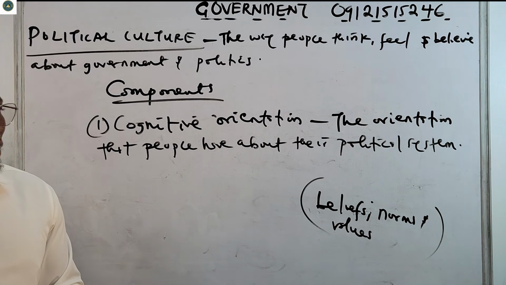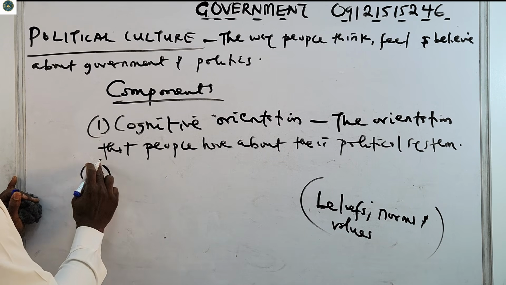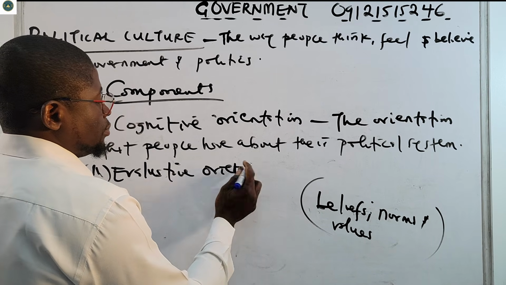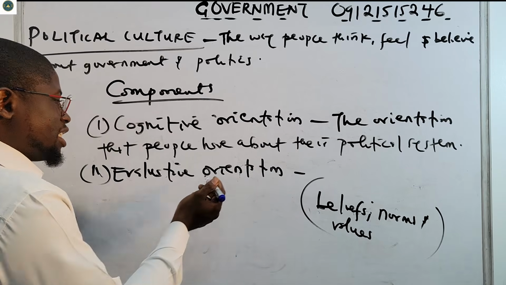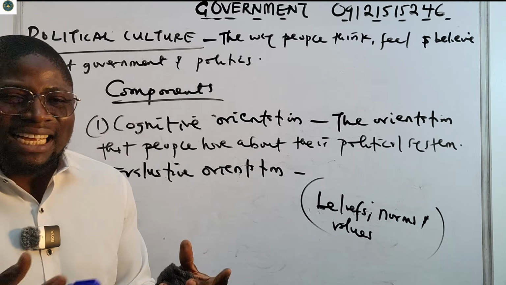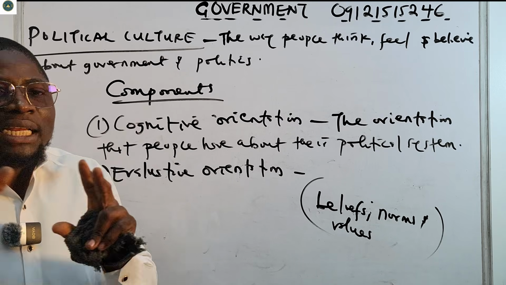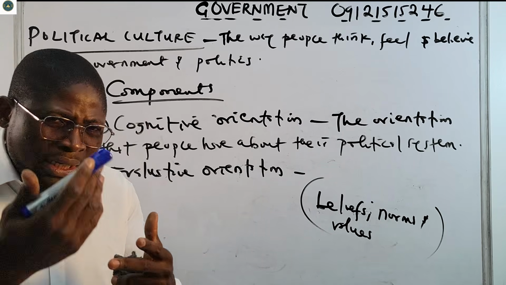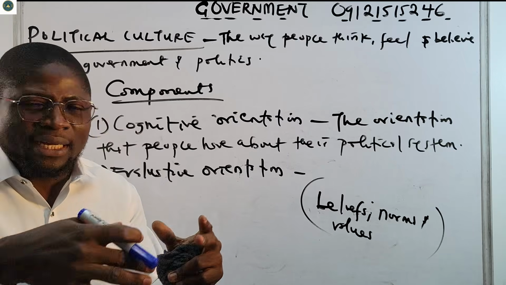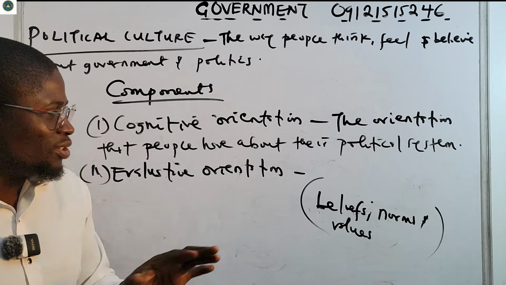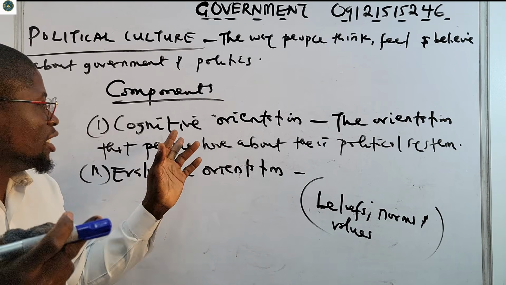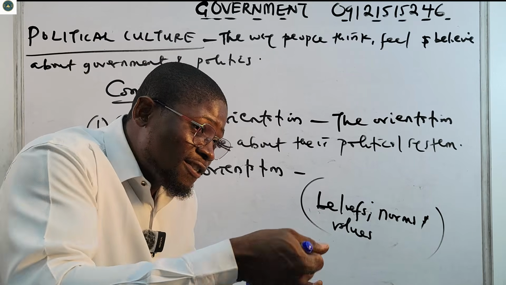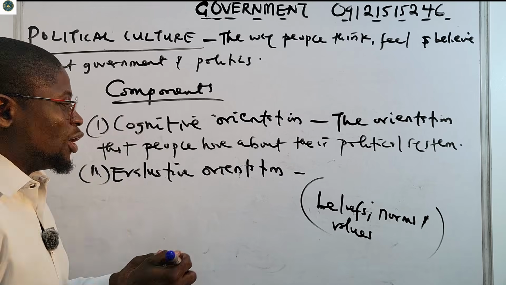Then number two, we have evaluative orientation. This speaks more about how much people can assess their system. The people who voted those leaders tend to evaluate how far they have gone, what they have done or what they are doing. So they tend to evaluate the progress of those that they have voted into power. Cognitive is the orientation that people just have about their political system, while evaluative is when you are evaluating those people that you have used your hand to thumbprint for. So that is evaluative orientation.